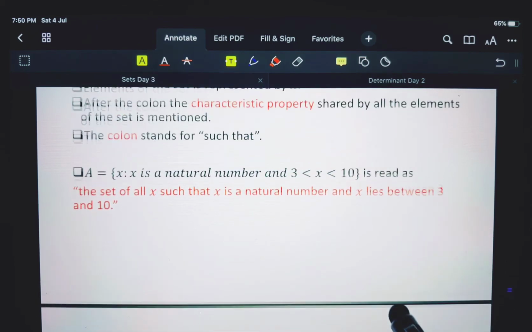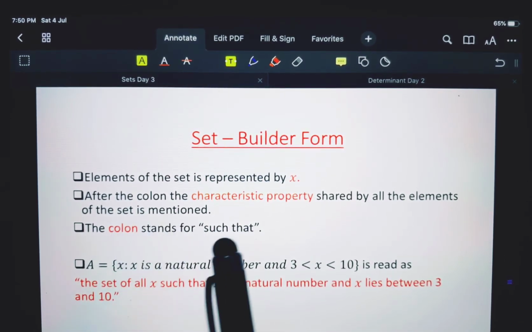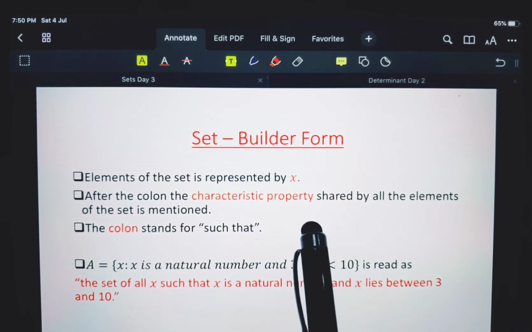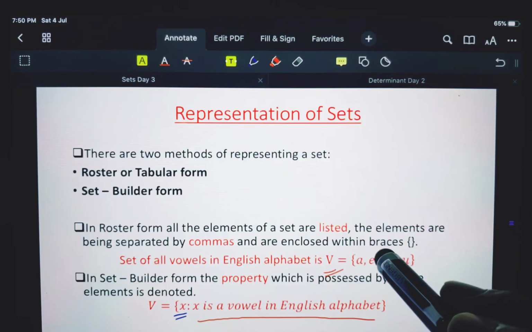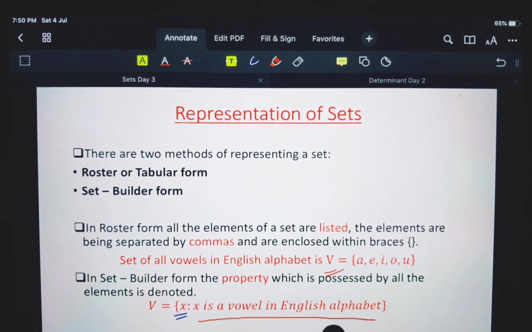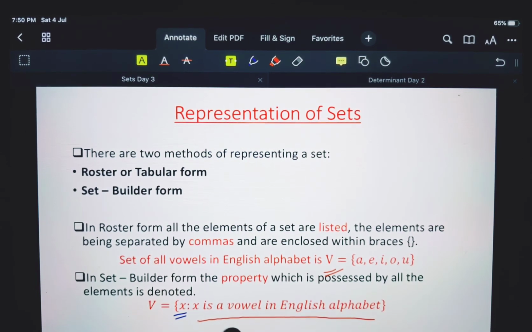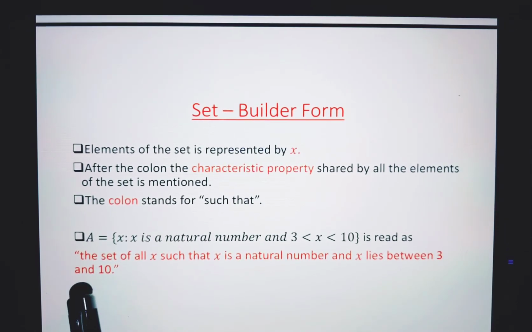Now it says that after the colon, the characteristic property shared by all the elements of the set is mentioned. You see, after the colon, what I have written here is x is a vowel in English alphabet. So after the colon, the characteristic property of the set is mentioned. Am I clear? Then what does it say? The colon stands for such that. So now let's see an example.